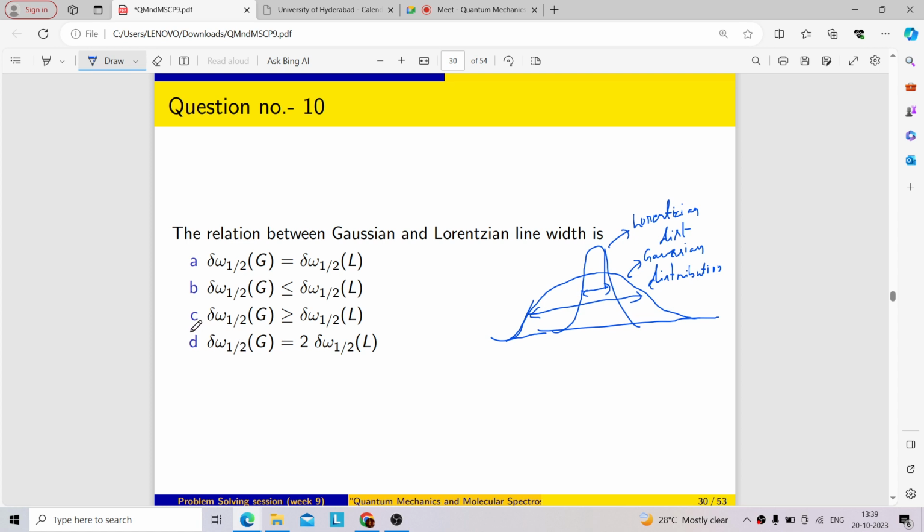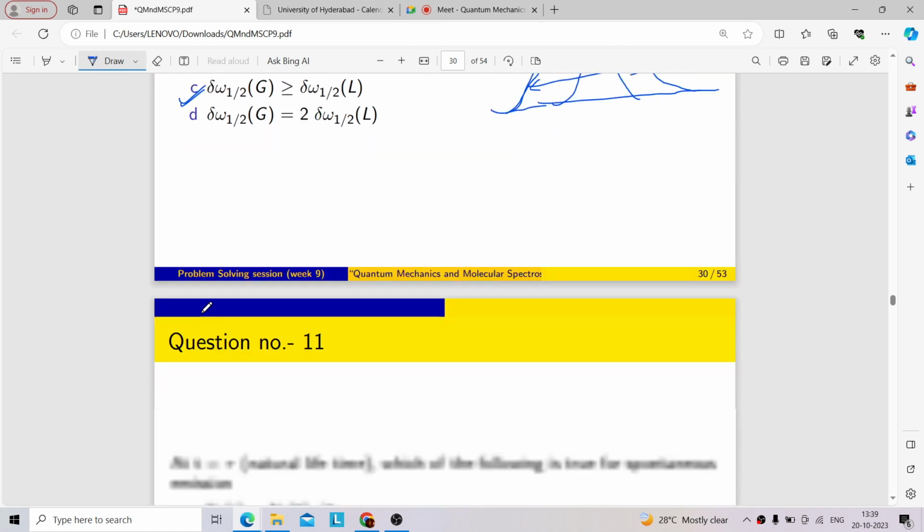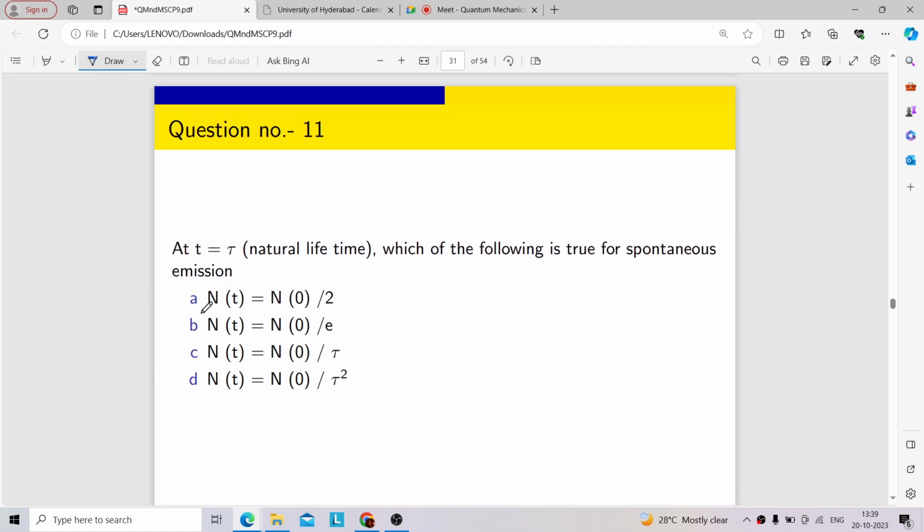So the correct answer will be C. Okay, so moving on to the next question. At time t equal to tau, tau is natural lifetime. Which of the following is true for spontaneous emission?